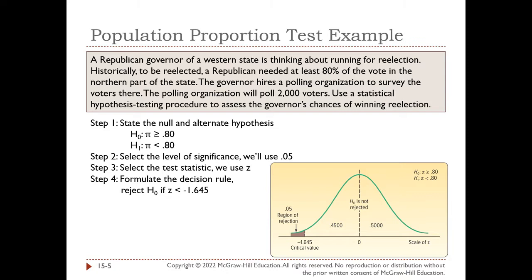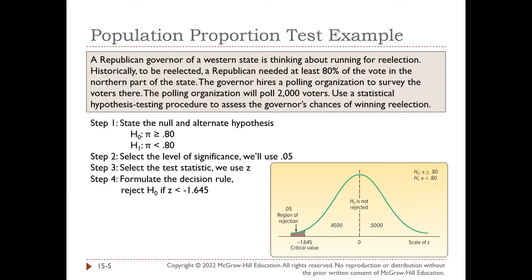A Republican governor of a western state is thinking about running for re-election. Historically, to be re-elected, a Republican needs at least 80% of the vote in the northern part of the state. The governor hires a polling organization to survey the voters there. The polling organization will poll 2,000 voters, using a statistical hypothesis testing procedure to assess the governor's chances of winning re-election.